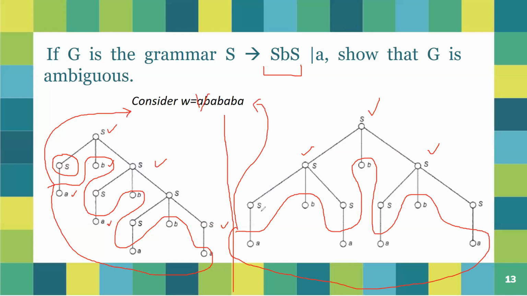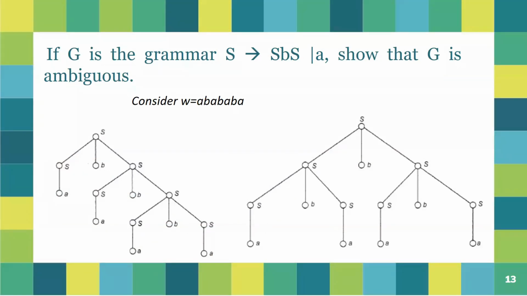So that means for the same string, the considered string, we have two different parse trees. That means we can say the given grammar is ambiguous. So we can prove the question that the given grammar is ambiguous.